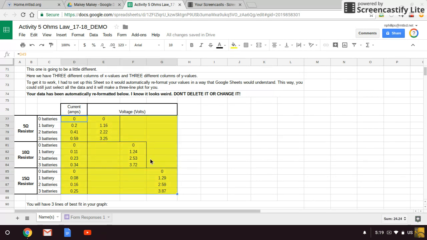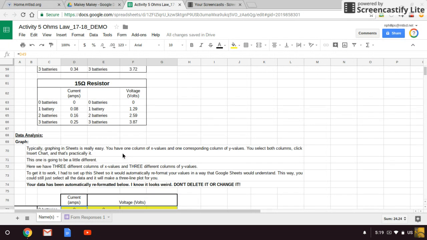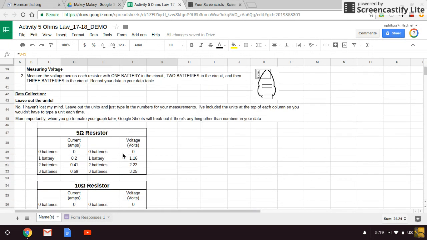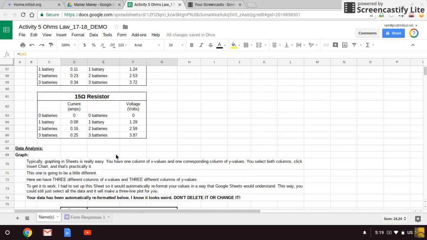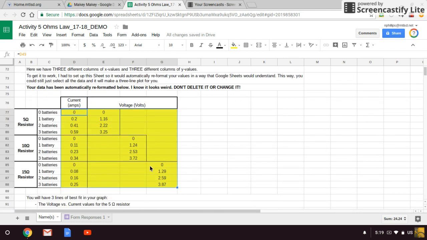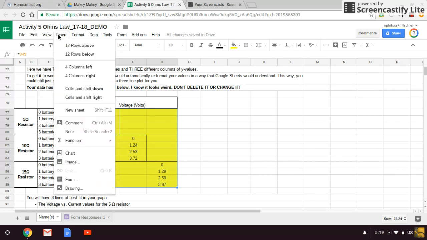Well, yeah, all right, I'll just do it. So you'll have all your data in here, pre-populated. Just click on it, highlight just the orange box. You should have just numbers. As I told you up here, leave out the units when you're entering your data, because if you have letters in these boxes, it's going to mess everything up. So make sure you have just numbers. So click on it, highlight it all, insert, chart.